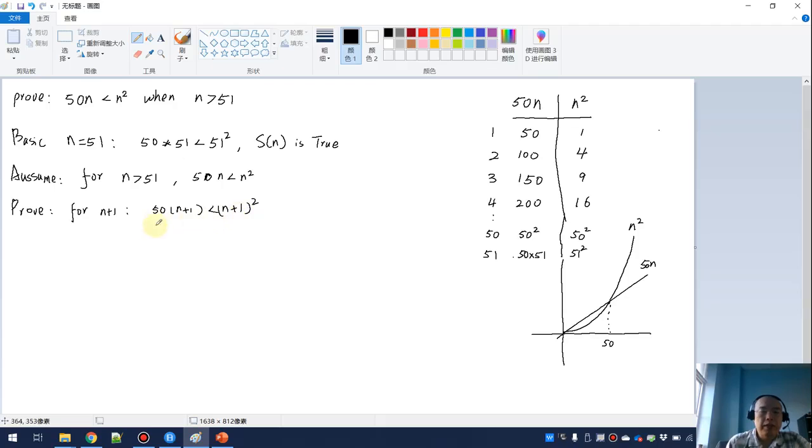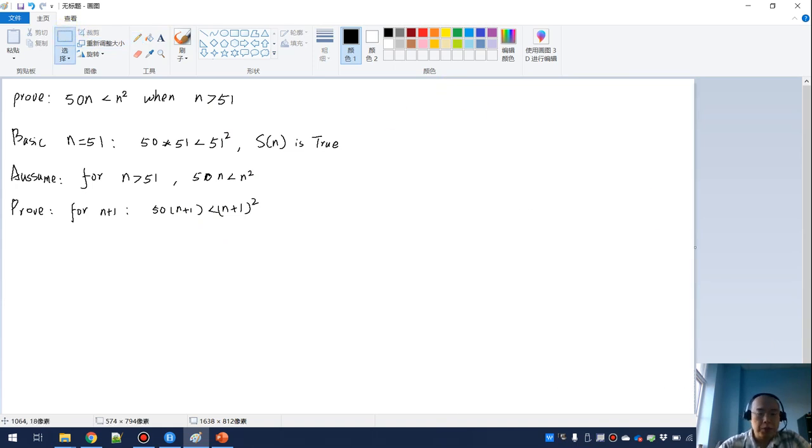This is the part we want to prove. We want to prove this is true. So how do we do that? First, let me get rid of the part on the right side. I'm going to use that space later. Okay, so how do we prove this part?